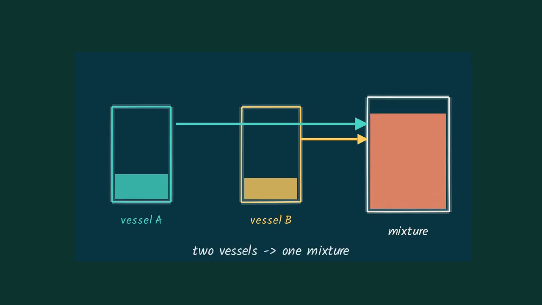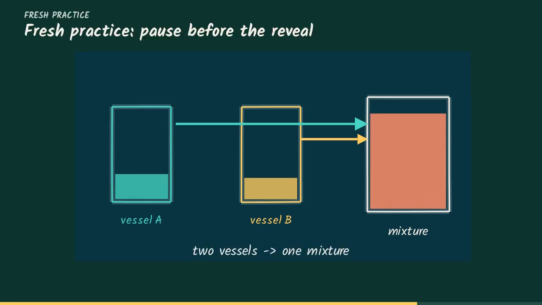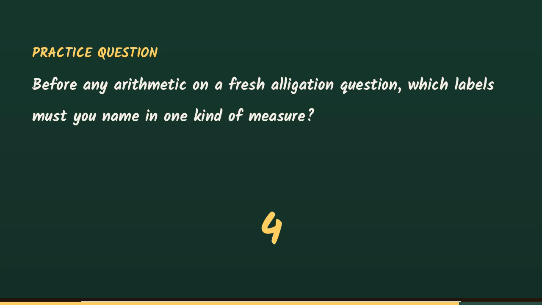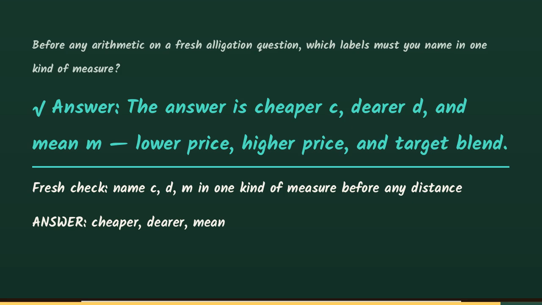Before any arithmetic on a fresh alligation question, which labels must you name in one kind of measure? The answer is cheaper C, dearer D, and mean M: lower price, higher price and target blend. Because the cross only works once those labels sit in one kind of measure. Skipping the names is how labels get swapped.